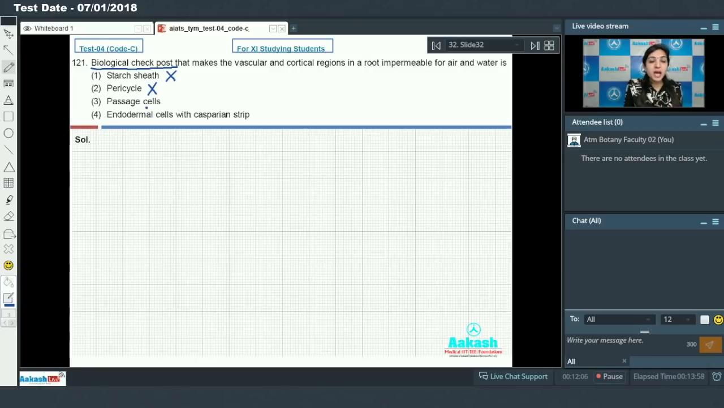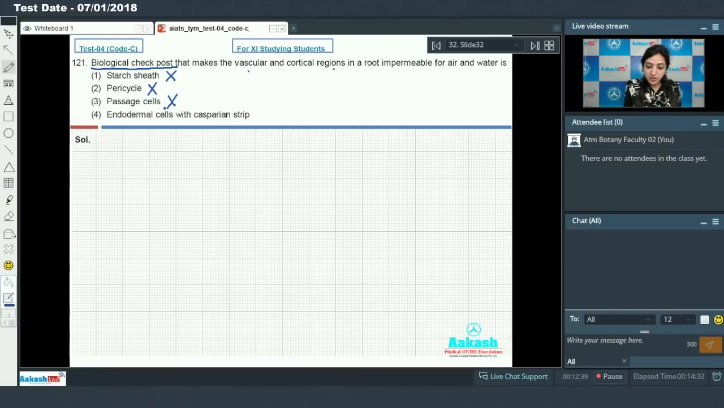Passage cells. Passage cells are thin-walled unsuberized cells found in the endodermis of vascular plants. They are often opposite to the protoxylem strands and are called transfusion tissue. They also lack Casparian strips, so they are also not the biological checkpost that makes the vascular and cortical regions in the root impermeable for air and water. So this option is ruled out.